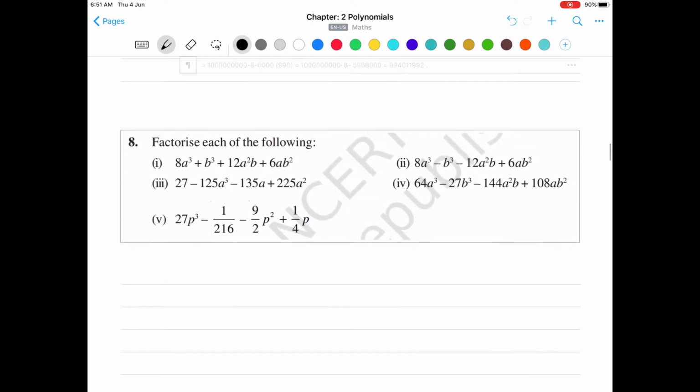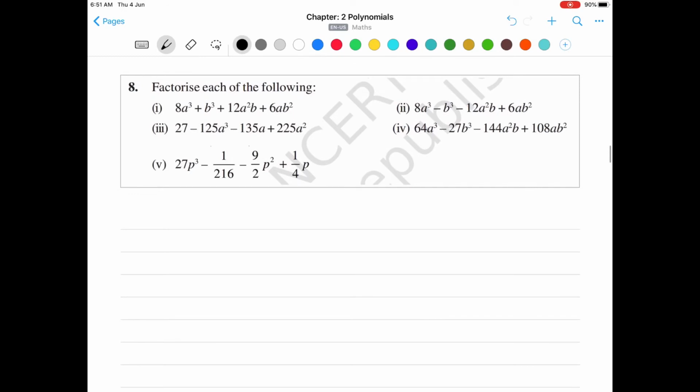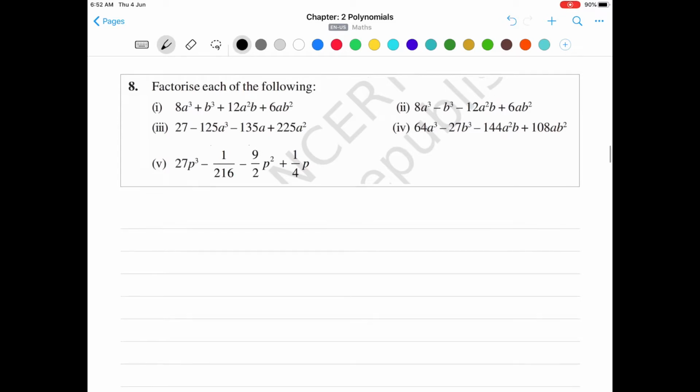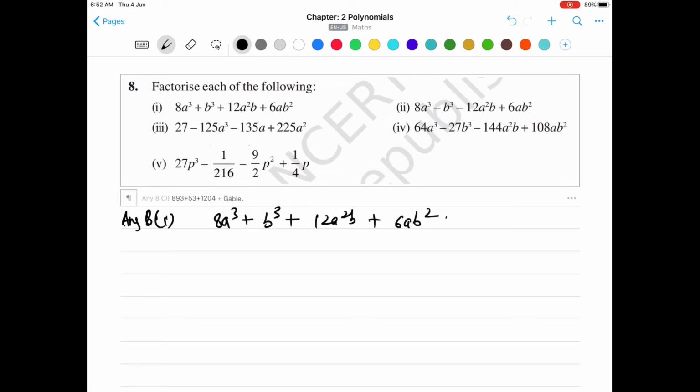Now moving to the next question, we have question number 8. You are asked to factorize the following polynomials. Let's start with the first part. We have question number 8, part 1. We have 8a cube plus b cube plus 12a square b plus 6a b square.